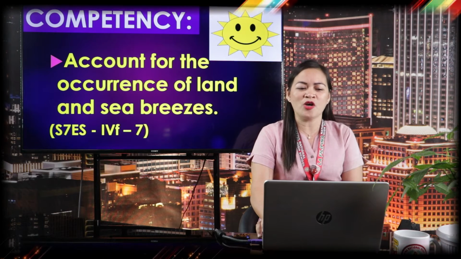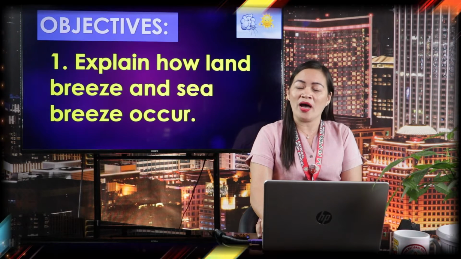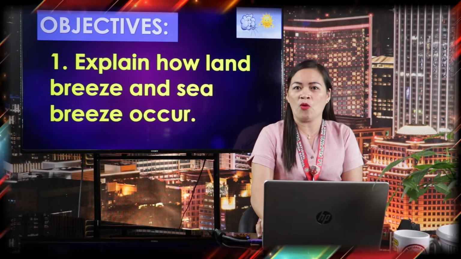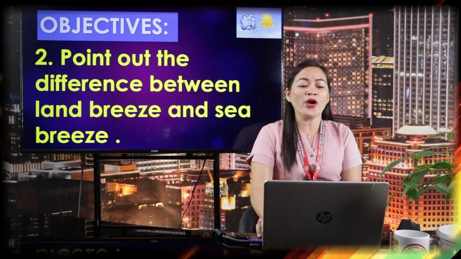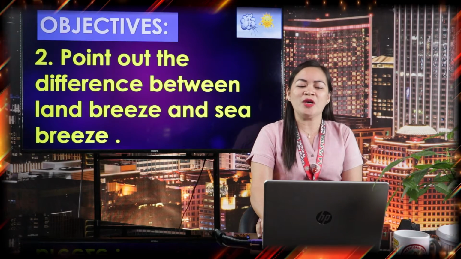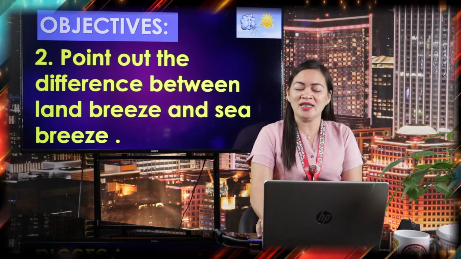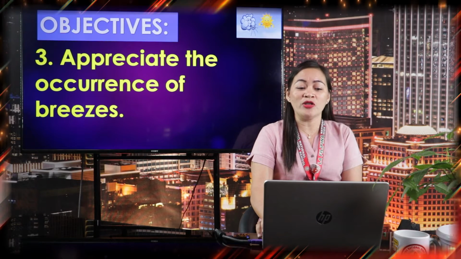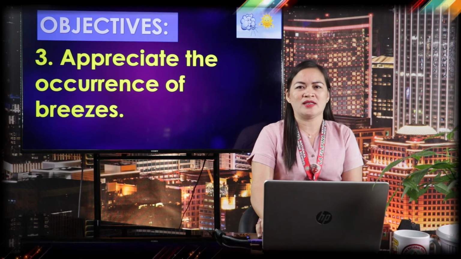We have 3 learning objectives. The first one, explain how land breeze and sea breeze occur. Number 2, point out the difference between land breeze and sea breeze. And lastly, appreciate the occurrence of breezes.